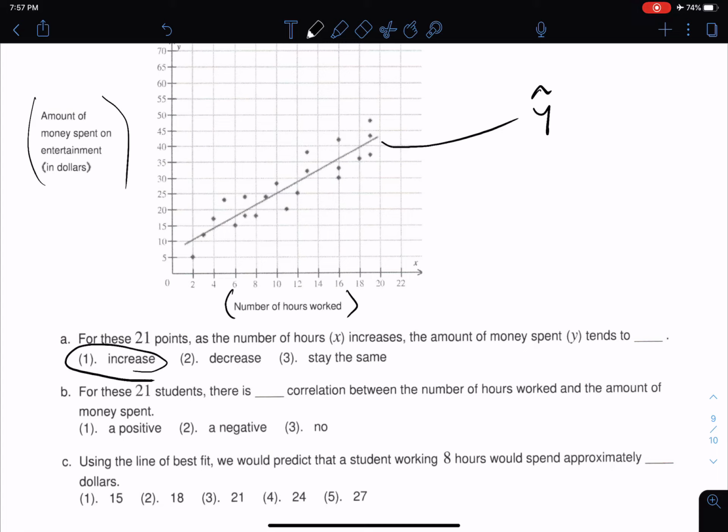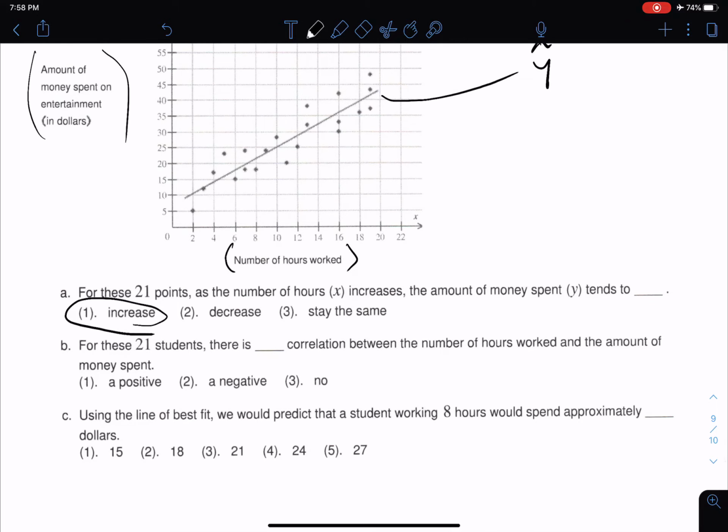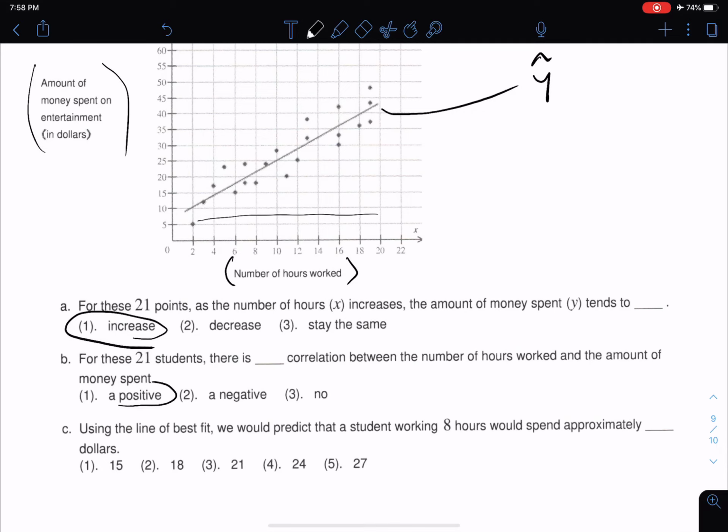Let me go back a sec. So the next question says, for these 21 students, there is a blank correlation between the number of hours worked and the amount of money spent. Well, once again, as I look from left to right, it's going up, so this is a positive correlation.